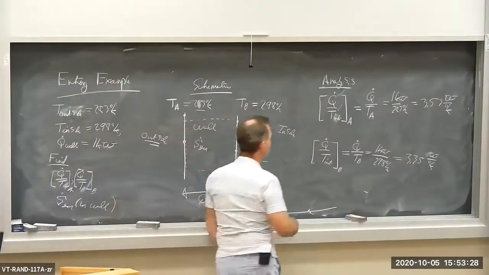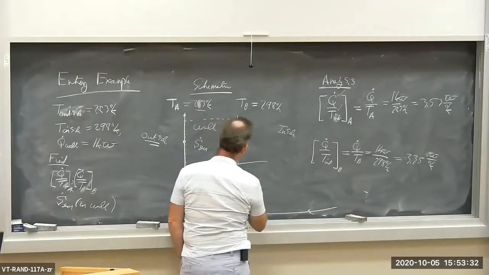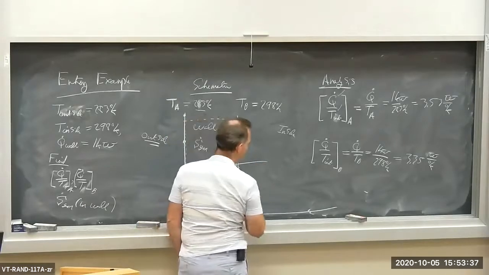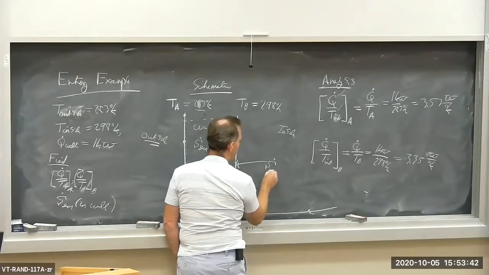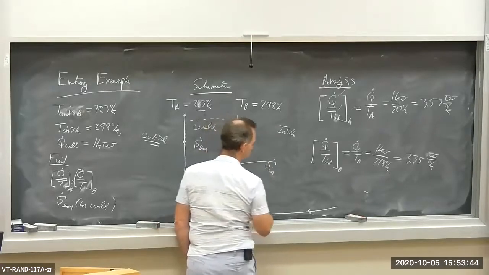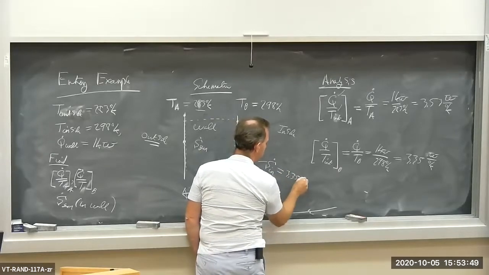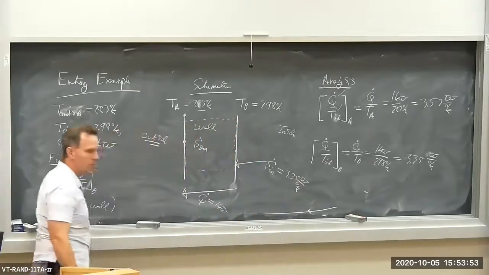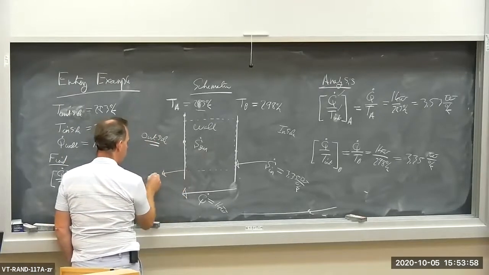That means Q dot over T interaction at location B is an entropy transfer into the system due to a heat transfer. So I get S dot in, if you like, is equal to 3.35 watts per degree Kelvin.